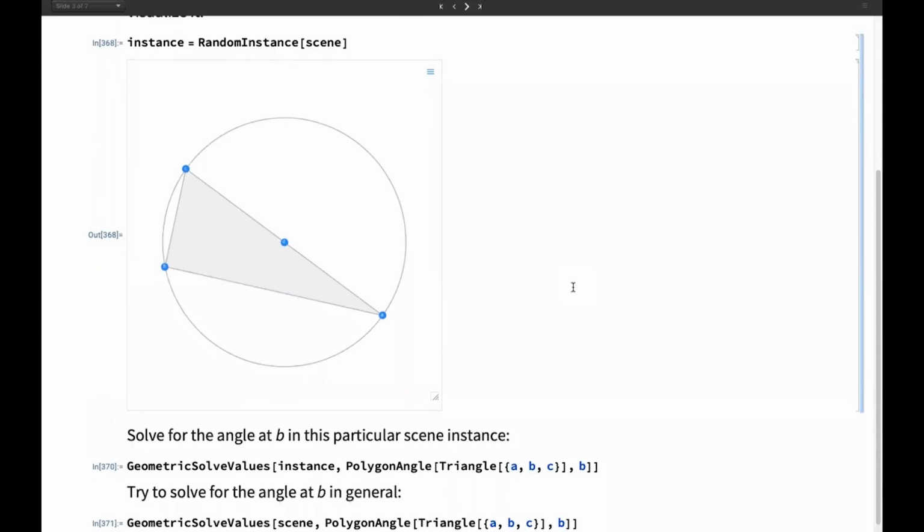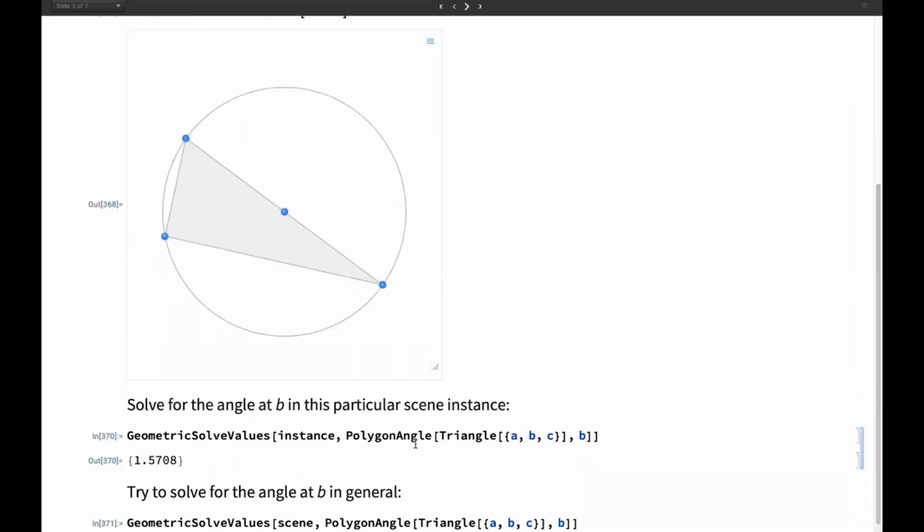GeometricSolveValues can work in two separate ways. One way is we solve for something for a particular scene instance. For this particular scene instance, we're going to try to solve for the angle at this point B here. And if we do that, we just get a numerical value based on the scene, and it looks like it's about half of pi.